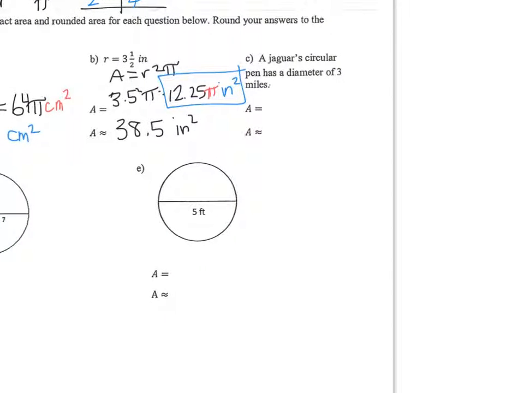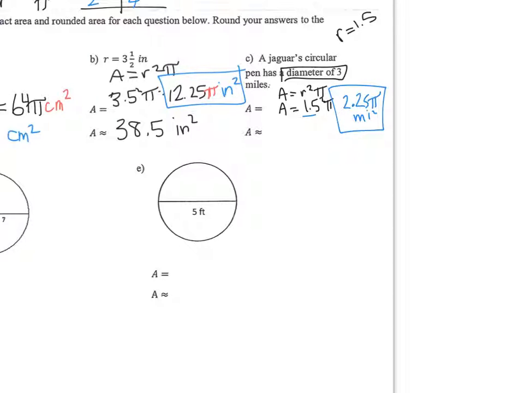And letter C. A Jaguar's circular pen has a diameter of 3. So if the diameter is 3, the radius is 1.5. So I do area equals r squared pi. Area equals 1.5 squared pi. 1.5 squared is 2.25 pi. And then it's miles squared. And now I'm going to put that in my calculator to approximate. So I do 2.25 times pi. 2.25 times pi equals 15.9. So it's approximately 15.9 miles squared.